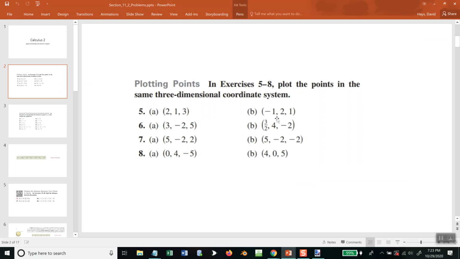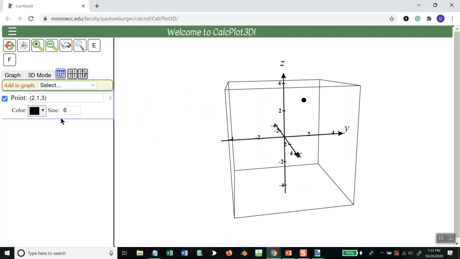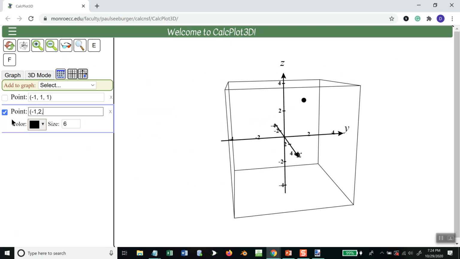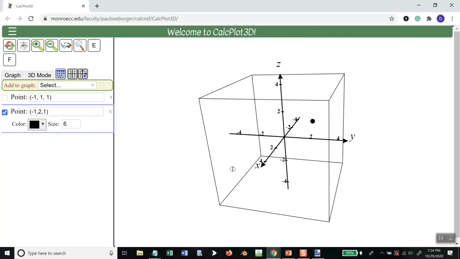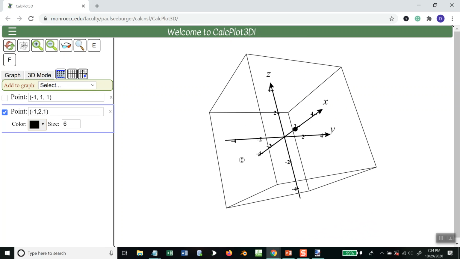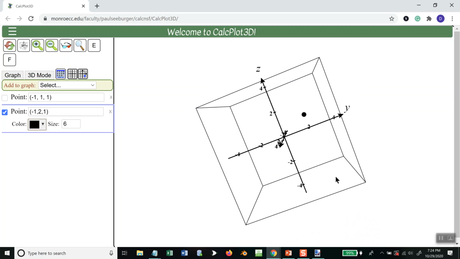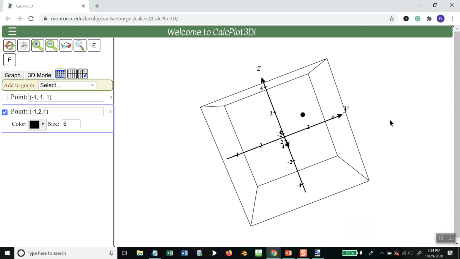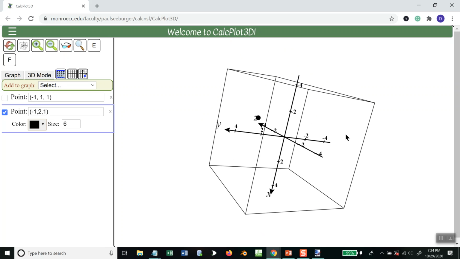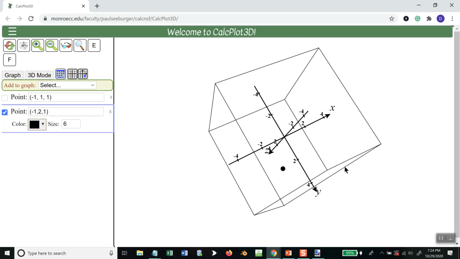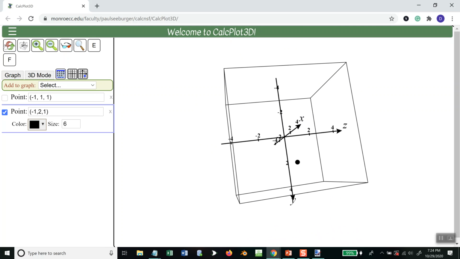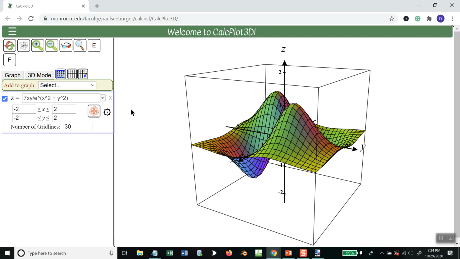Let me do one more. I think you have that. -1, 2, 1. So I can add the graph a point. -1, 2, 1. And that'd be that graph. Boy, I really messed that up. I'm never going to get that back. Anyway, you see that plot point.